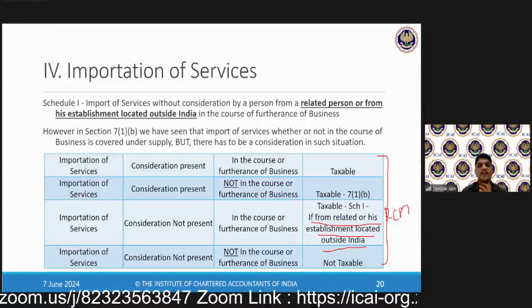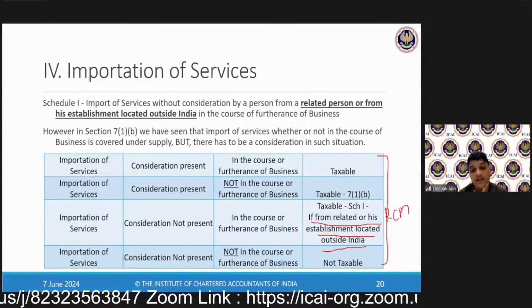An asset is sent for repair to a foreign country on a returnable basis.